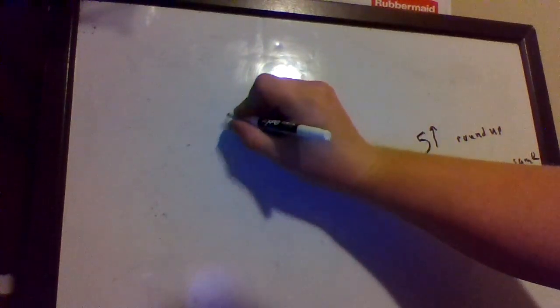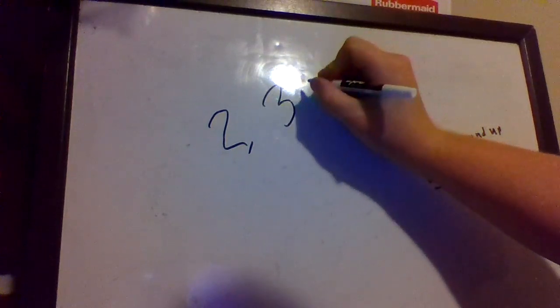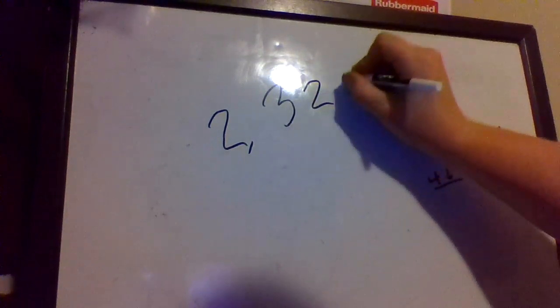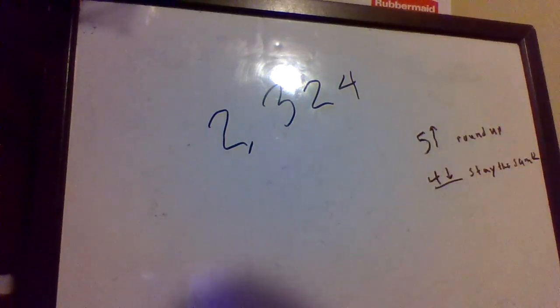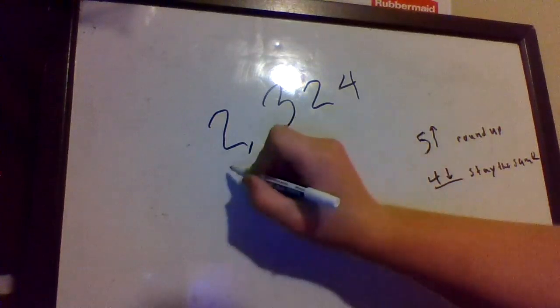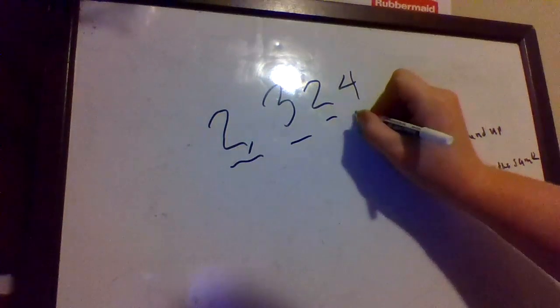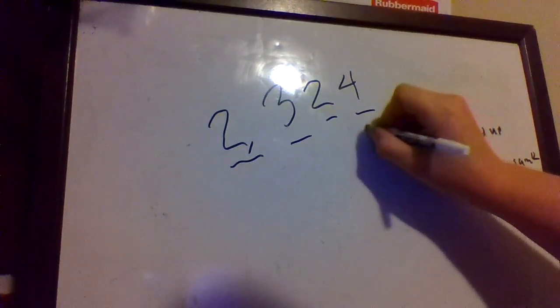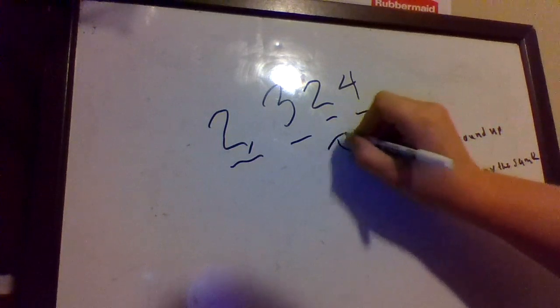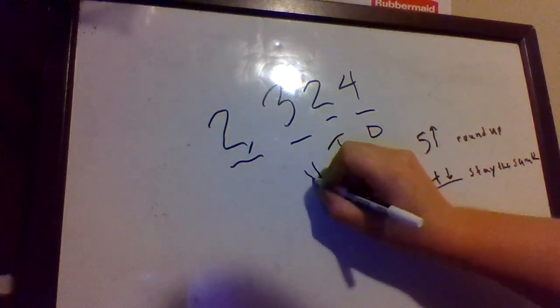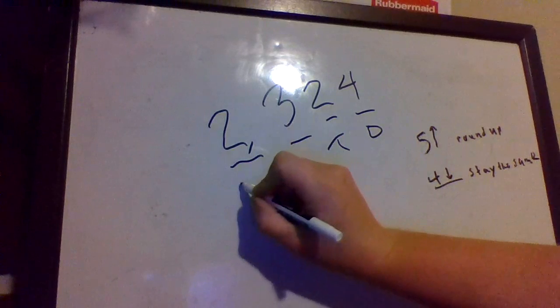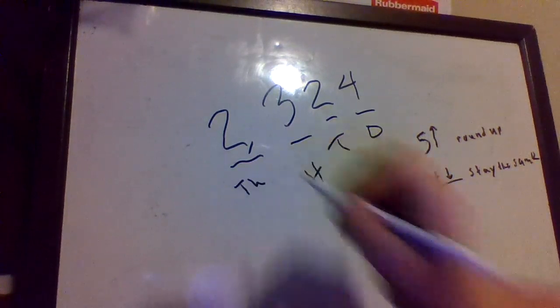So now let's go to 4 numbers. Let's say 2,324. Alright, so we're going to round to the nearest 10. So the first thing we're going to do is we're going to label what they are. So from our previous examples, we know this is the 1. This is the 10, this is the 100, and this is the 1,000. I know you knew that.